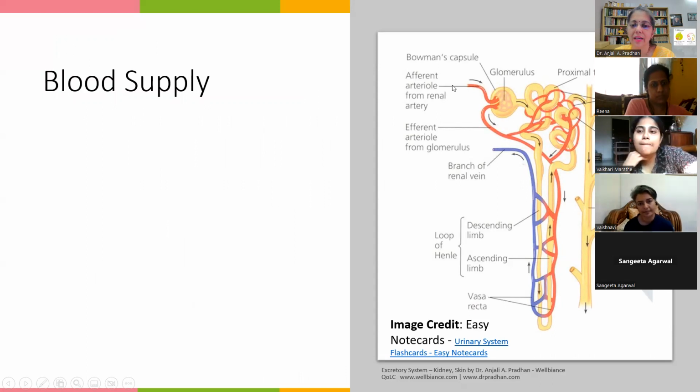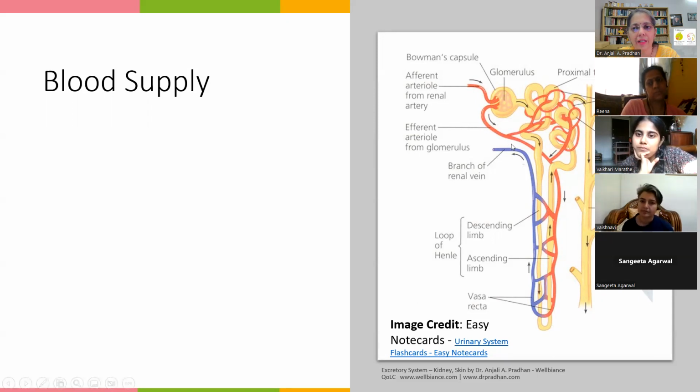Efferent arteriole. Look at the diagram. Afferent arteriole, it enters into the glomerulus and it leaves as an efferent arteriole. As it leaves the Bowman's capsule, it starts dividing. It forms the peritubular capillaries. Around these tubules it divides, so it forms a complete mesh-like network. So they are called peritubular capillaries. It divides around these tubules.